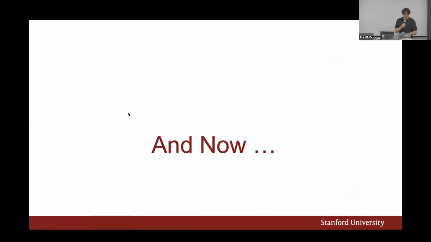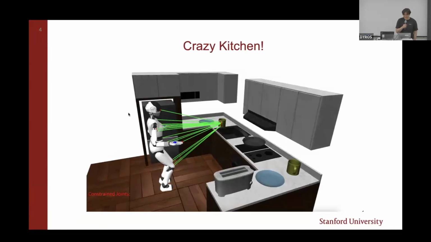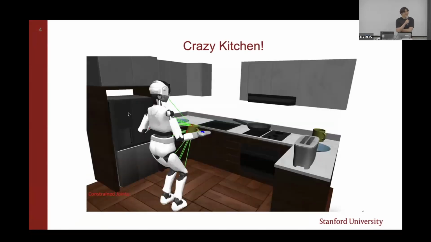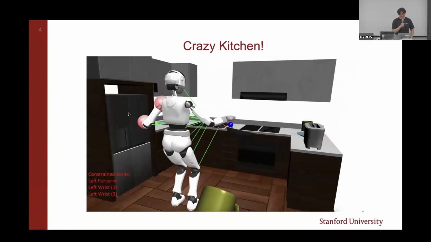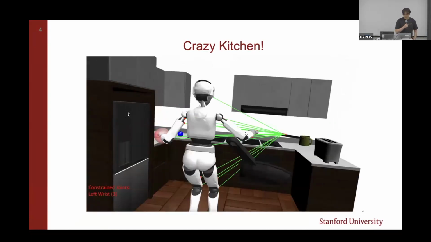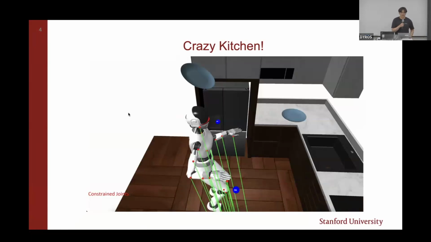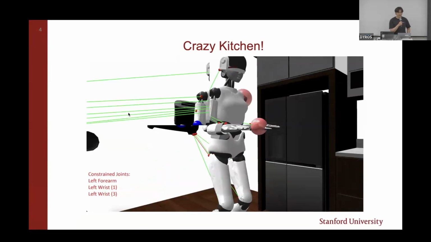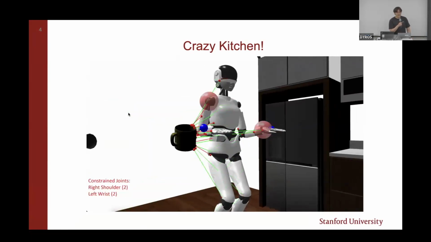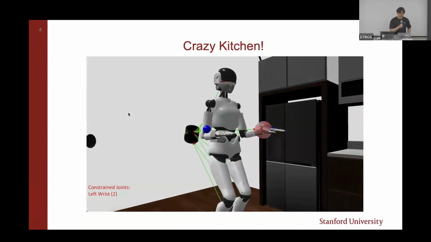And now, here's the crazy kitchen, because you have stuff flying at you. So basically, what I'm showing is the under-actuated multitask cumulative control with simultaneous smooth multi-collision avoidance and joint limit avoidance using the artificial potential field. So I want to motivate the work with this crazy kitchen.